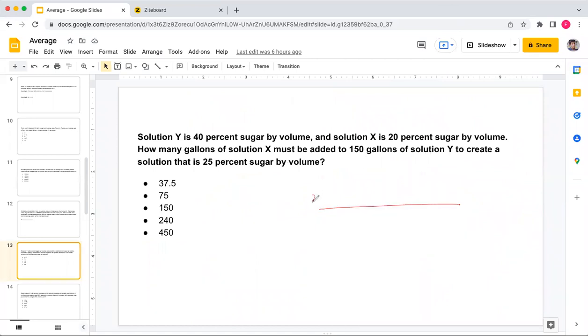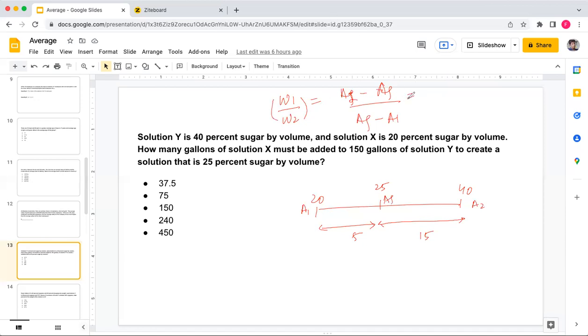Okay, just quickly, this is 20, this is 40, and this is 25, this is 5, and this is 15, right? Now, in the formula, W1 over W2 is equal to (A2 minus AG) divided by (AG minus A1). This is A2, this is AG, and this is A1, right? This is actually a ratio, and it is equal to 15 by 5, which is equal to 3 by 1. You can write this as 3x over x. Now the first thing is covered.